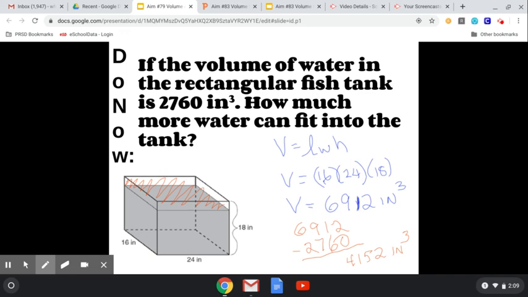Now, I know the picture doesn't fit that. I don't know what I was thinking when I came up with these numbers, but anyway, 4,152 should be the amount of water that can still fit into that tank. All right, hit pause. You need to take down some notes, and then we'll move into the next slide.